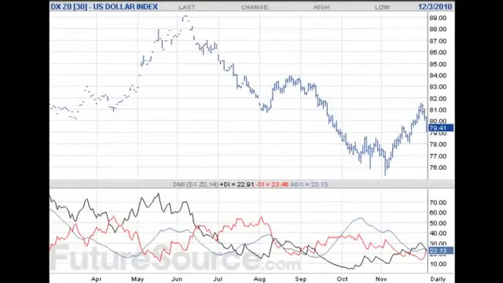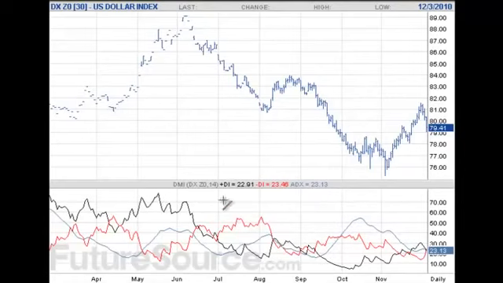Today I want to talk about the ADX, this indicator right down in here. This indicator was developed by Wells Wilder in the 1970s, and it's a trend following indicator. There's three lines to the ADX here. The black line is the plus DI, the red line is the minus DI, and the blue line is the ADX.